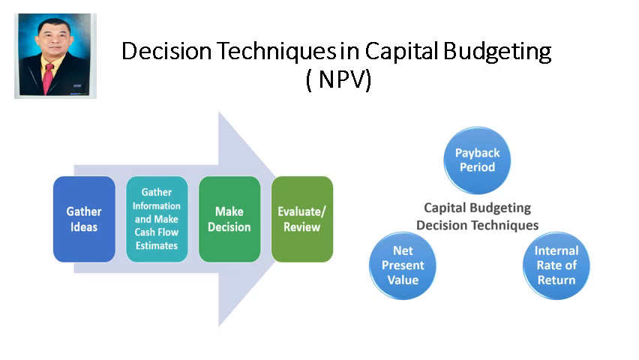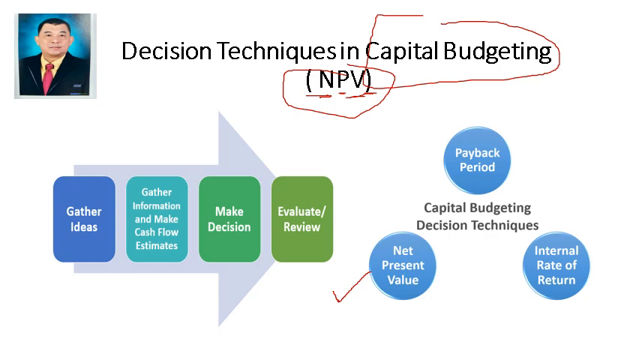And we are precisely concentrated on net present value. Net present value, as you can see, is one of the decision tools used in capital budgeting. But before anything else, let us discuss what is capital budgeting. Capital budgeting is a process where you need to evaluate and appraise whether a certain capital expenditure or investment will be profitable.